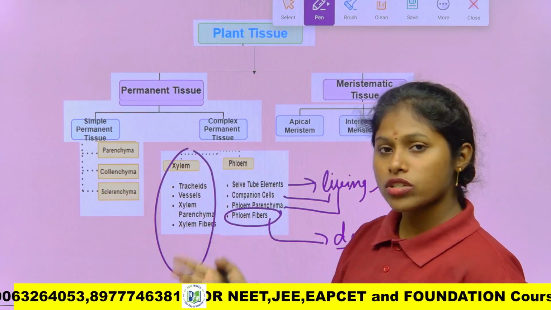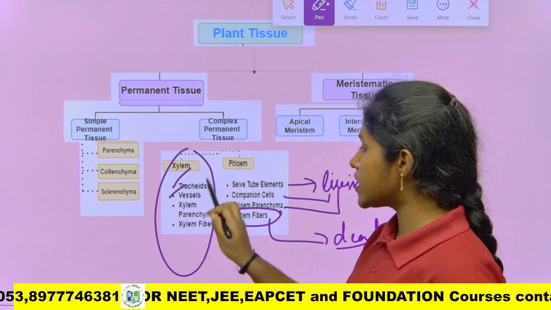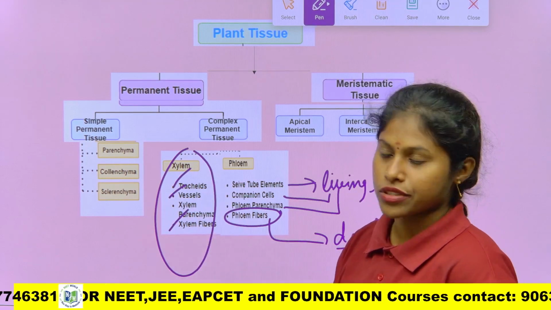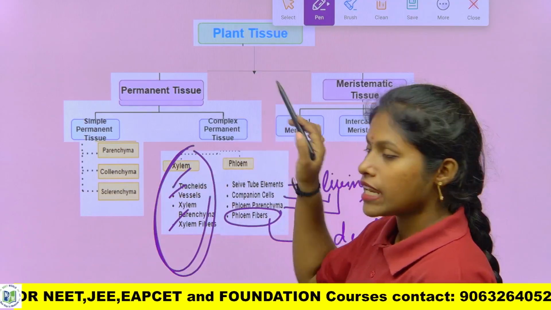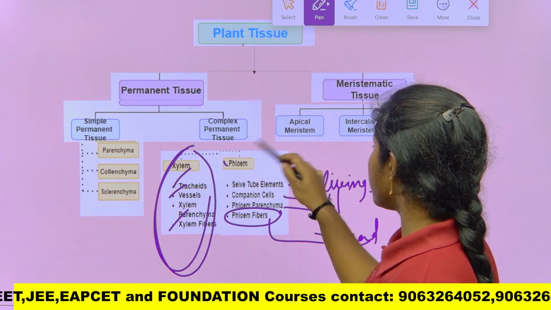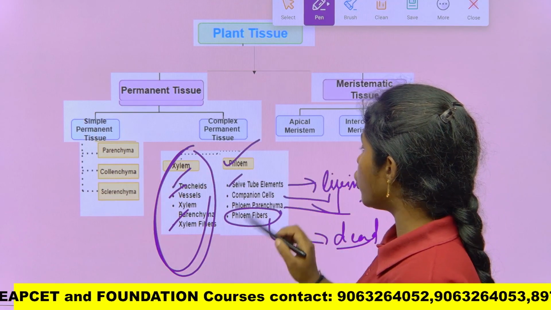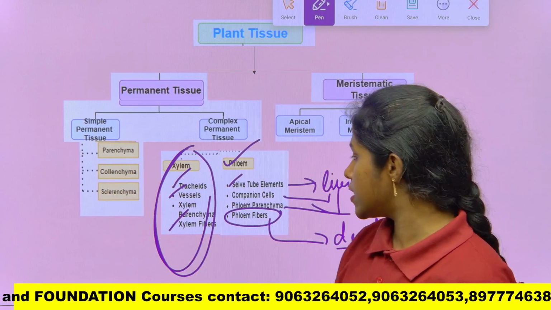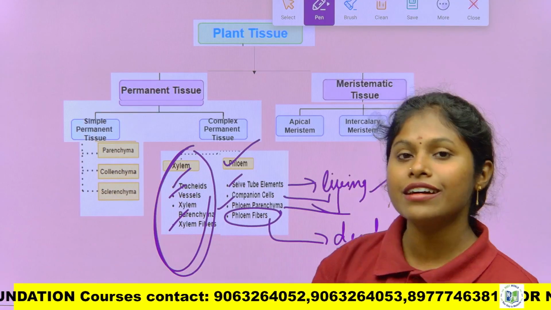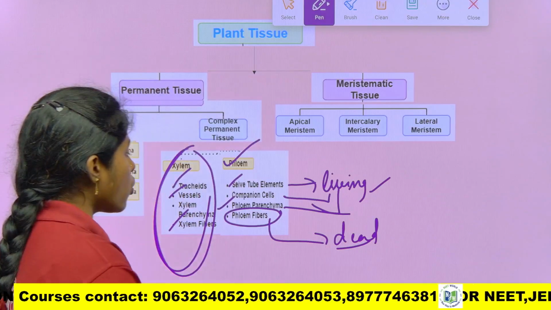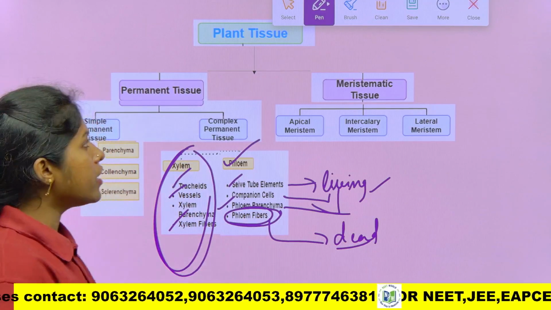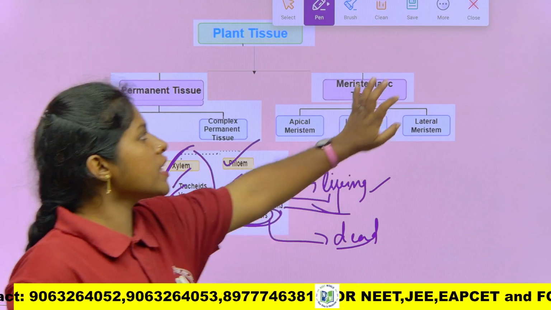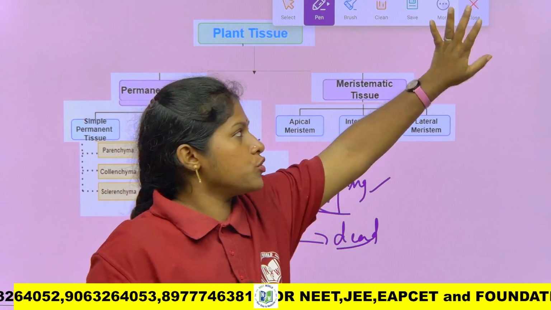Xylem is mostly dead, because tracheids, vessels and xylem fibers are dead tissues, right. So xylem is mostly dead tissue and phloem is mostly living tissue, because the sieve tube elements, companion cells and phloem parenchyma are the living tissues. Only phloem fibers are the dead tissue. That is why we consider phloem a mostly living tissue, right.